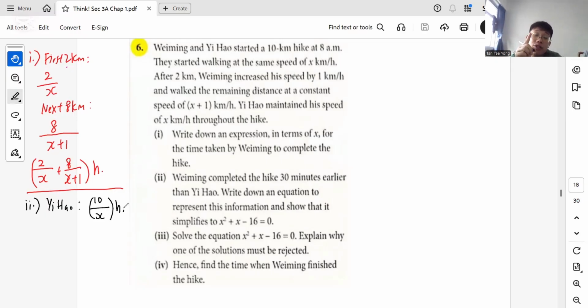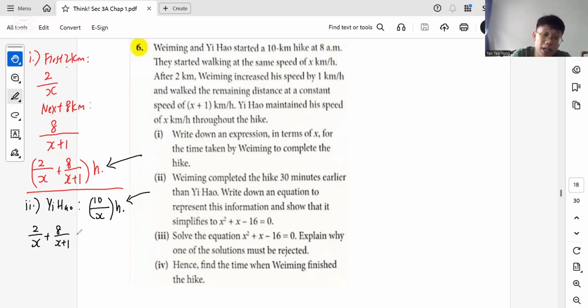Now let me ask you, Wei Ming completed the hike 30 minutes earlier, right? So which number here is bigger, this or this? Because Wei Ming completed earlier, this number here is smaller. So that means 2 over x plus 8 over x plus 1 is smaller, so I have to add a half to it. Why half? Because half an hour is 30 minutes.